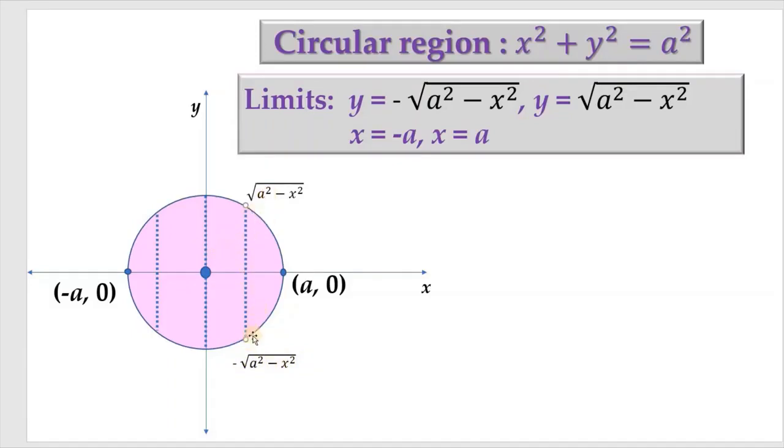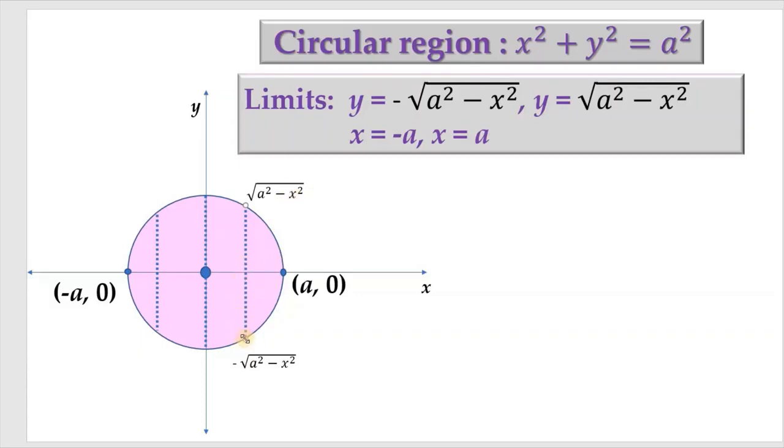How does y range? Only for that purpose. When you represent it as a point, it should be written as an ordered pair. But our job is only to get the limits, how the limits are to be determined. Only that is discussed here. So only the y coordinate is mentioned here: minus square root of a square minus x square to plus root of a square minus x square.